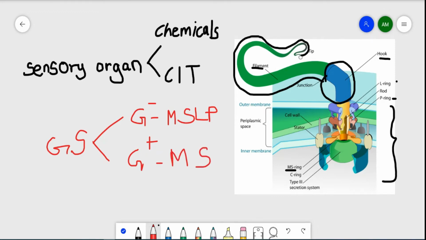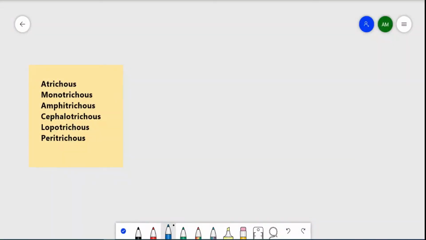Another interesting fact about the flagella is that we can divide the types of bacteria according to the number of flagella present. So accordingly we can divide bacteria into six main categories: Atrichous, Monotrichous, Amphitrichous, Cephalotrichous, Lophotrichous and Peritrichous. If you consider Atrichous, these are bacteria with no flagella present. These forms of bacteria locomote only by gliding.